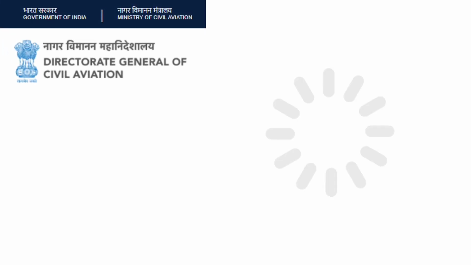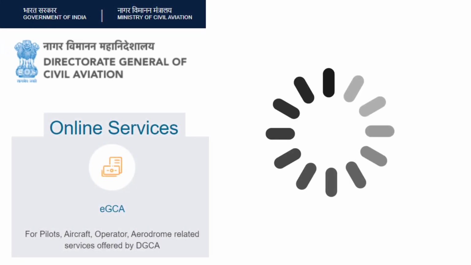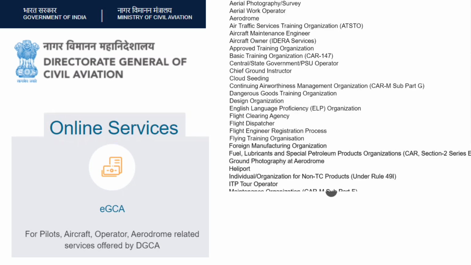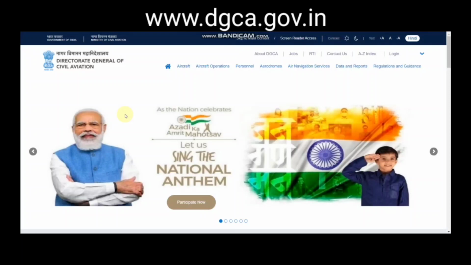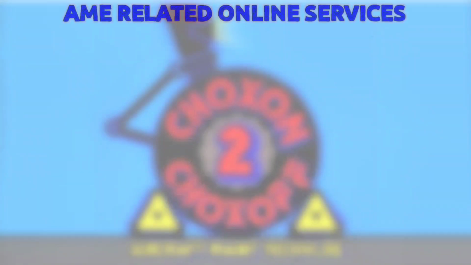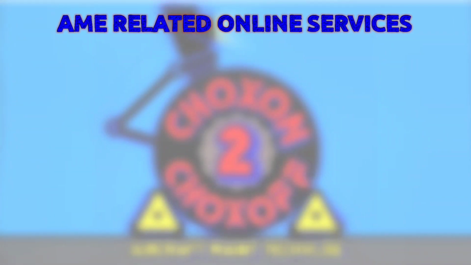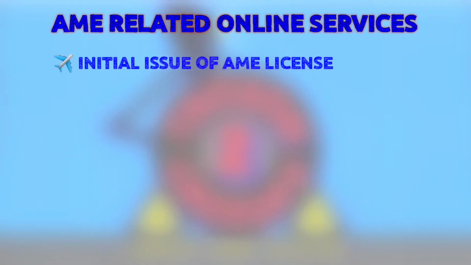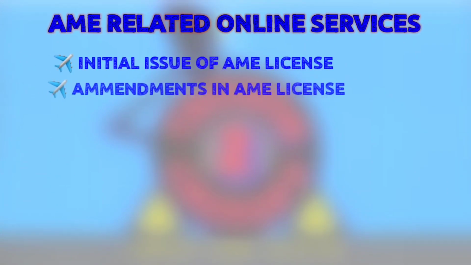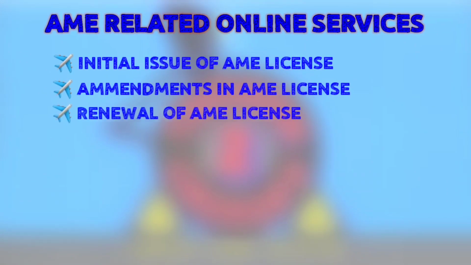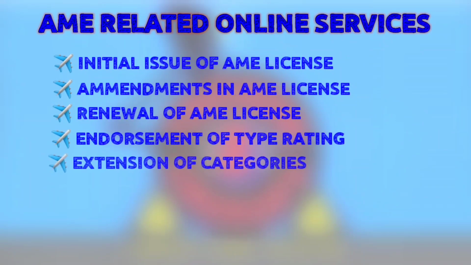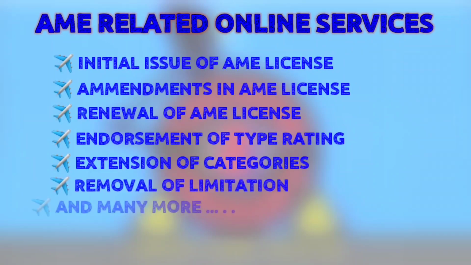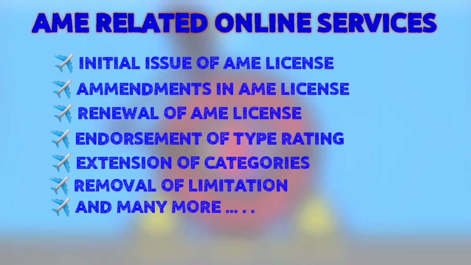Indian DGCA is in the process of making all services and application procedures of various fields in aviation online through its website dgcagovernment.in. All AME related services will also be online, like initial issuance of AME license, amendment in AME license, renewal of AME license, endorsement of any type rating, extension of your category, or removal of limitations.